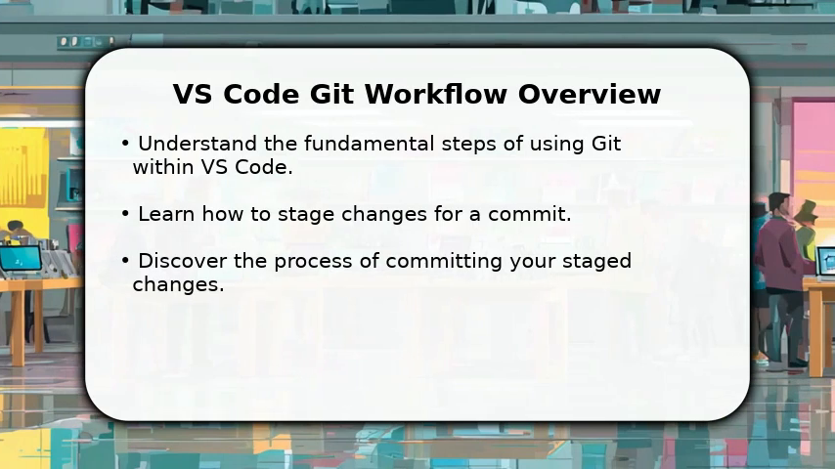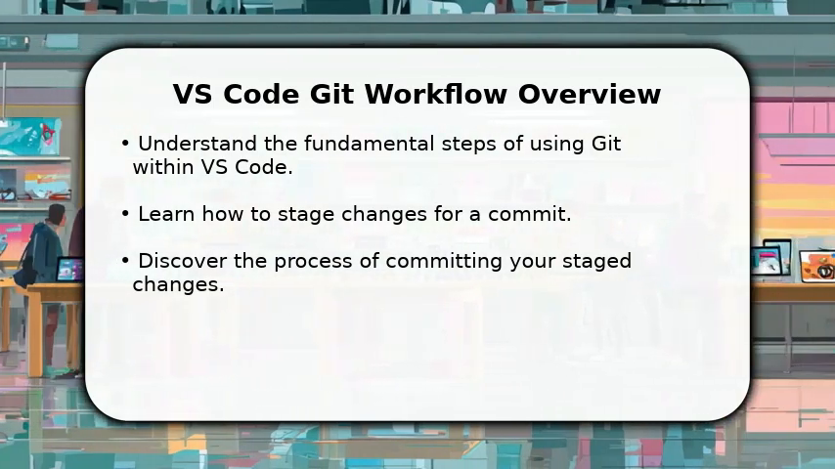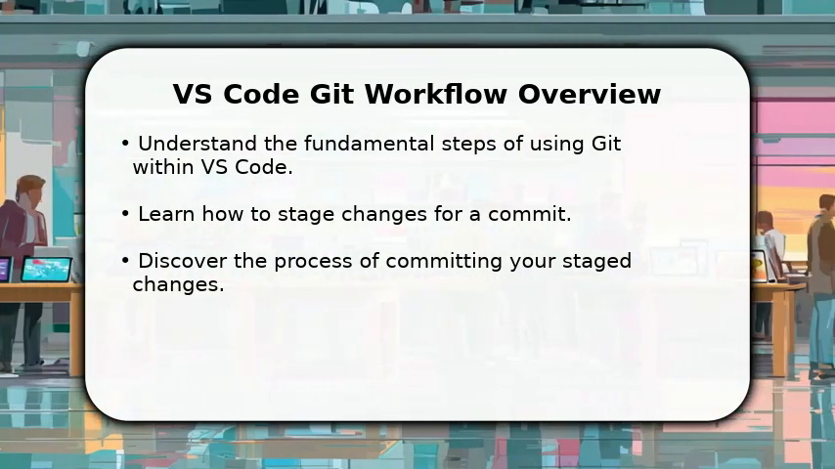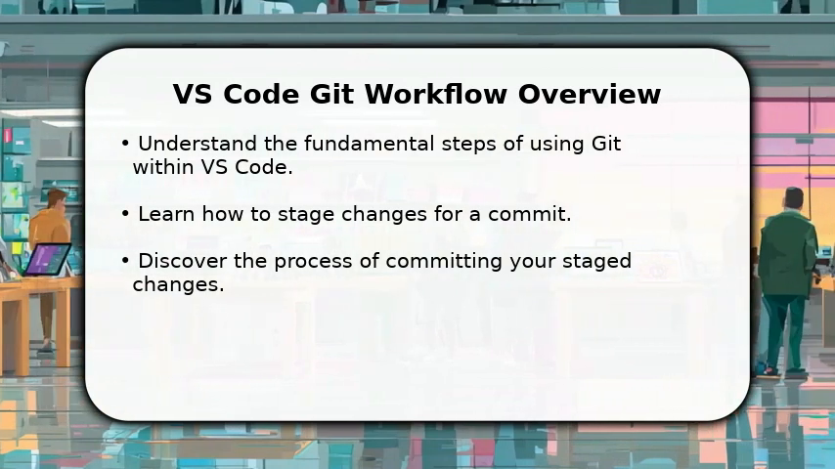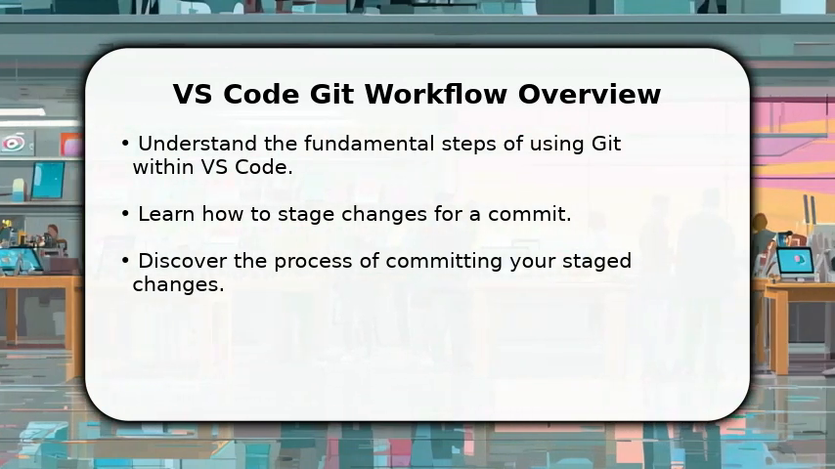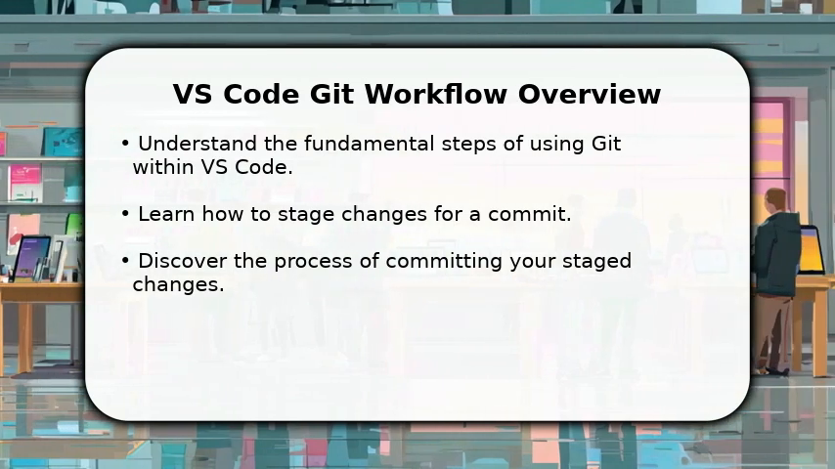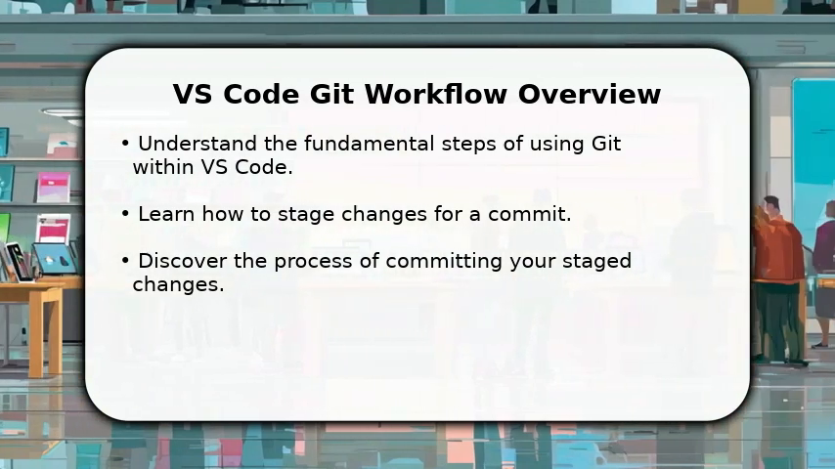In this video, I will compare VS Code commit and push. First, open your project in VS Code. Navigate to the source control view, typically found on the left sidebar, represented by the Git icon. Here, you will see all your modified files.